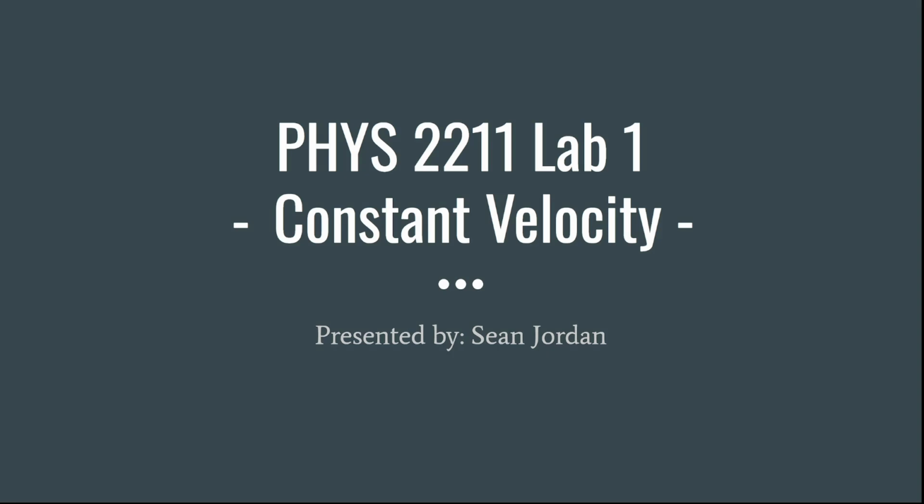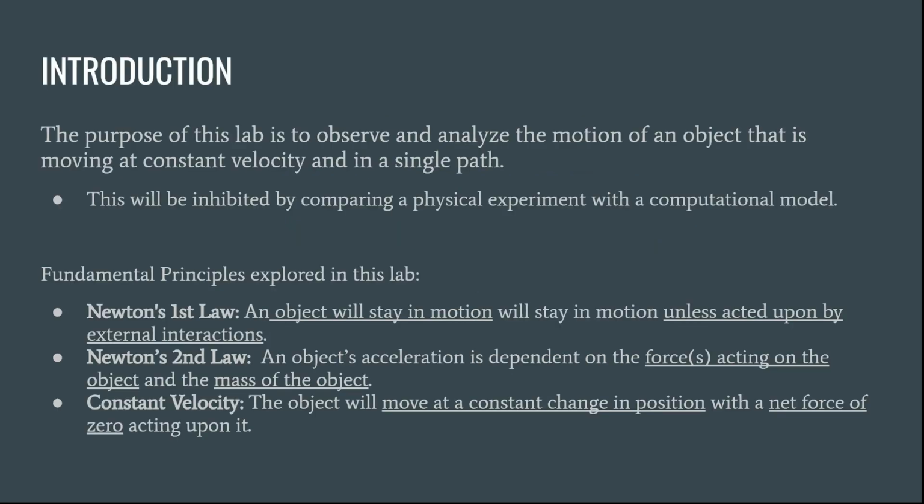Hello, I'm Sean Jordan, and I will be presenting Lab 1 for Physics 2211, Constant Velocity. The purpose of this experiment is to observe and analyze the motion of an object moving at constant velocity in a single path. We will be doing this by utilizing both a physical and computational rendition of the experiment.